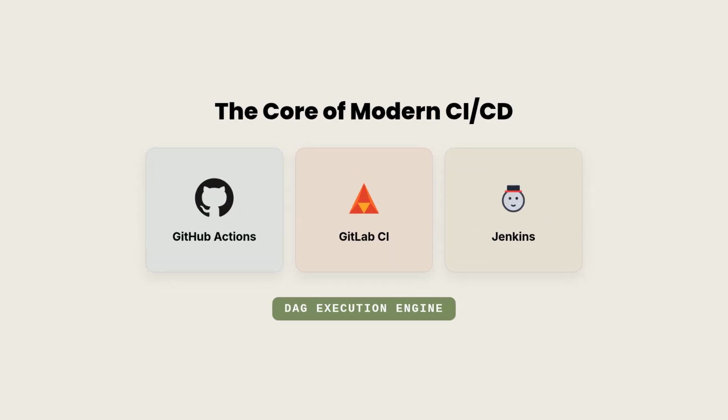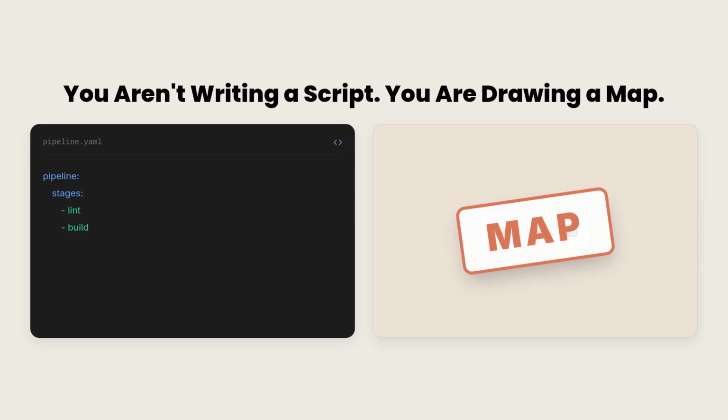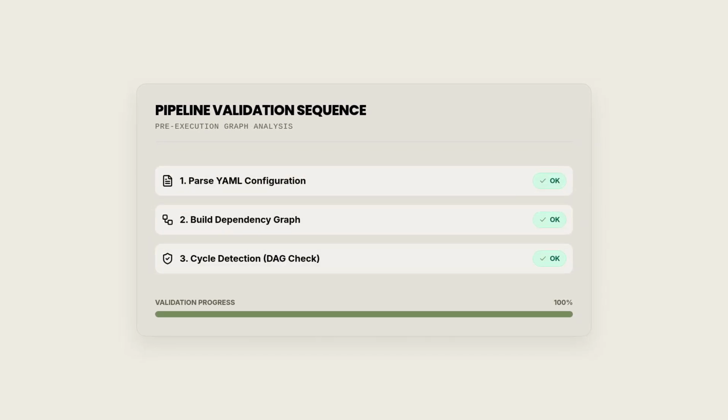Every modern CI/CD engine, from massive enterprise systems to lightweight task runners, is fundamentally a DAG execution engine. When you write a YAML file or a Python DSL to define your pipeline, you aren't writing a script. You are drawing a map. The engine's first job is to parse this map, build the graph in memory, and validate that it has no cycles before a single line of code ever executes.